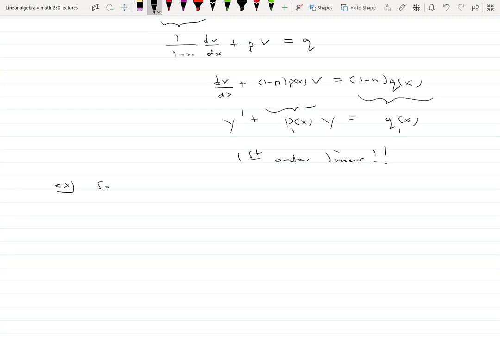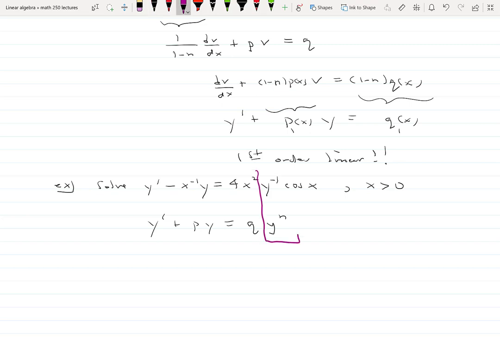So suppose we want to solve y prime minus x to the negative 1 y equals 4x squared y to the negative 1 cosine x. There goes the linear, it's no longer linear. Let's say for x greater than 0, just to avoid absolute values. Okay, this is a Bernoulli differential equation. It starts out linear on the left, y prime plus p of x y, where p of x is negative x to the negative 1, equals q of x, but then there's an extra power. So this is definitely in the form y prime plus p y equals q y to the n, where y to the n is y to the negative 1. So it is Bernoulli.